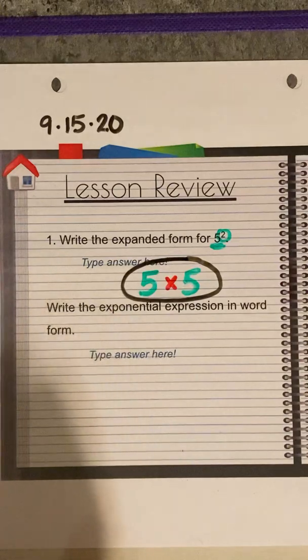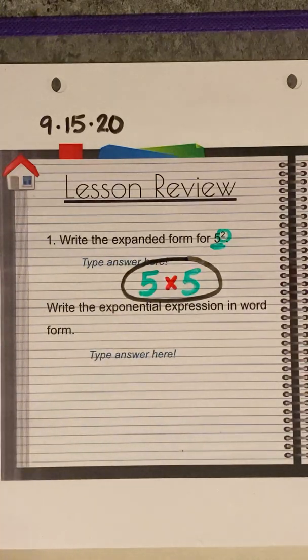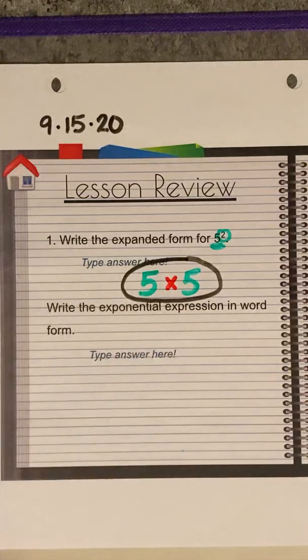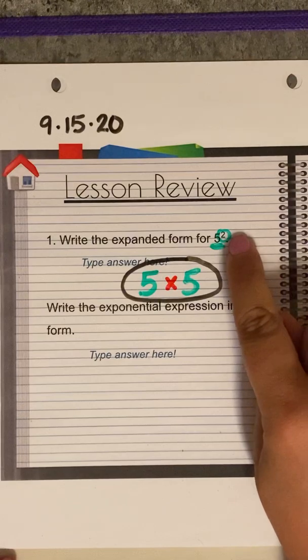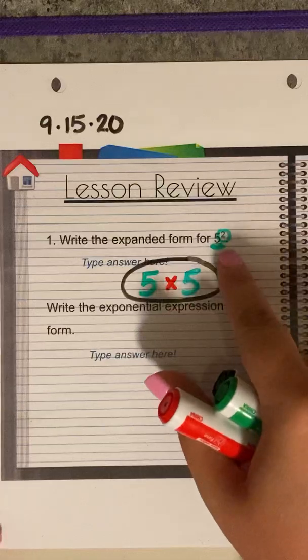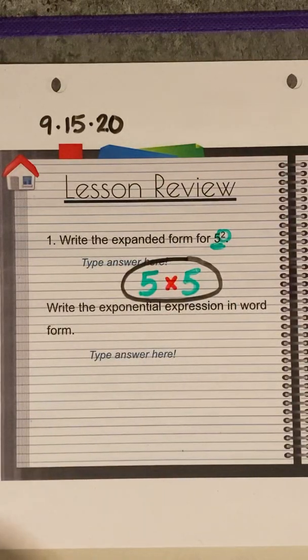Again, you do not need to circle it unless you would like to, but you do not need to. The second part of this question, write the exponential expression in word form. So we are going to look back up here, 5 to the second power, or 5 squared. That's how I just said it, you guys. Do you remember? We can rewind. 5 squared, or 5 to the second power. You can write it whichever way you want to.